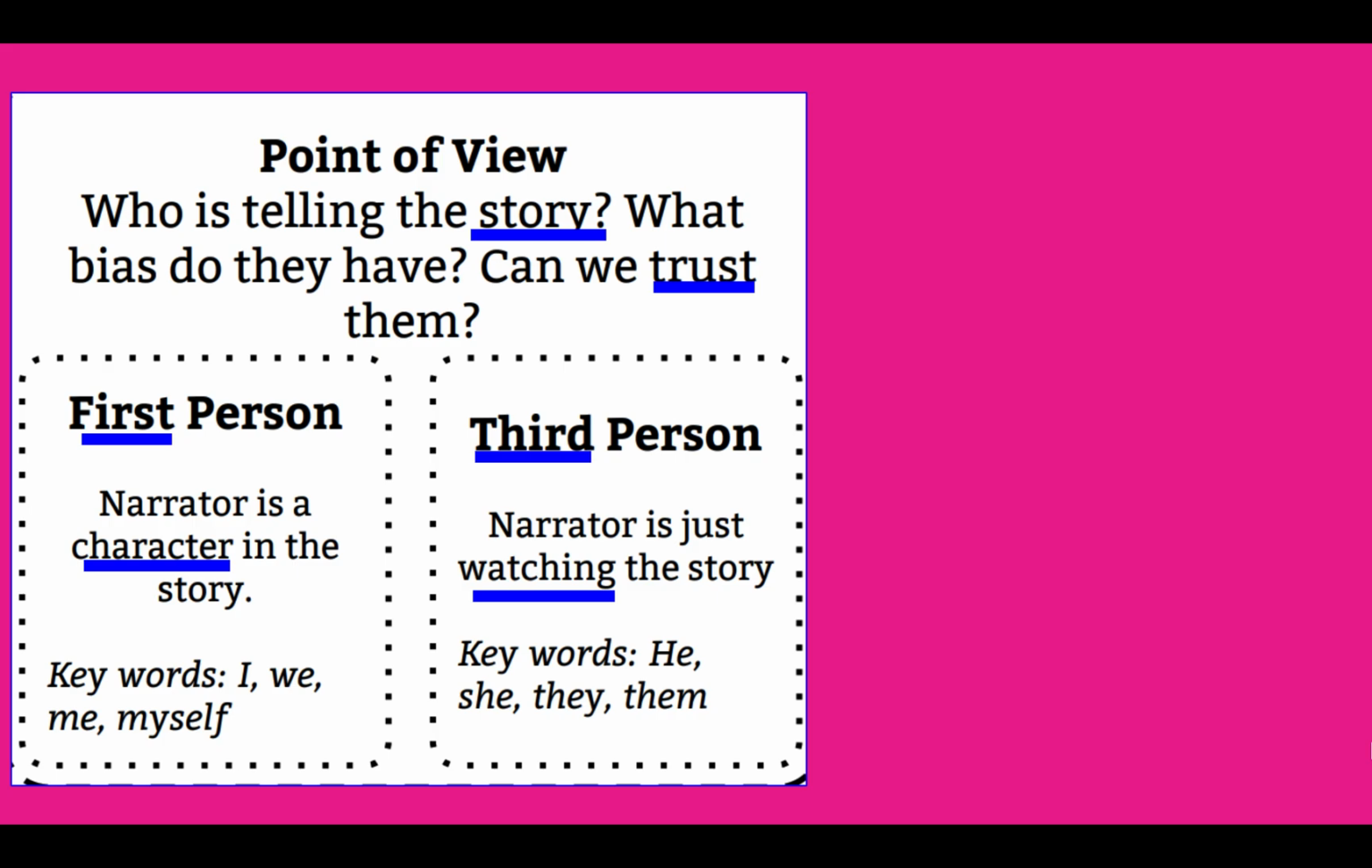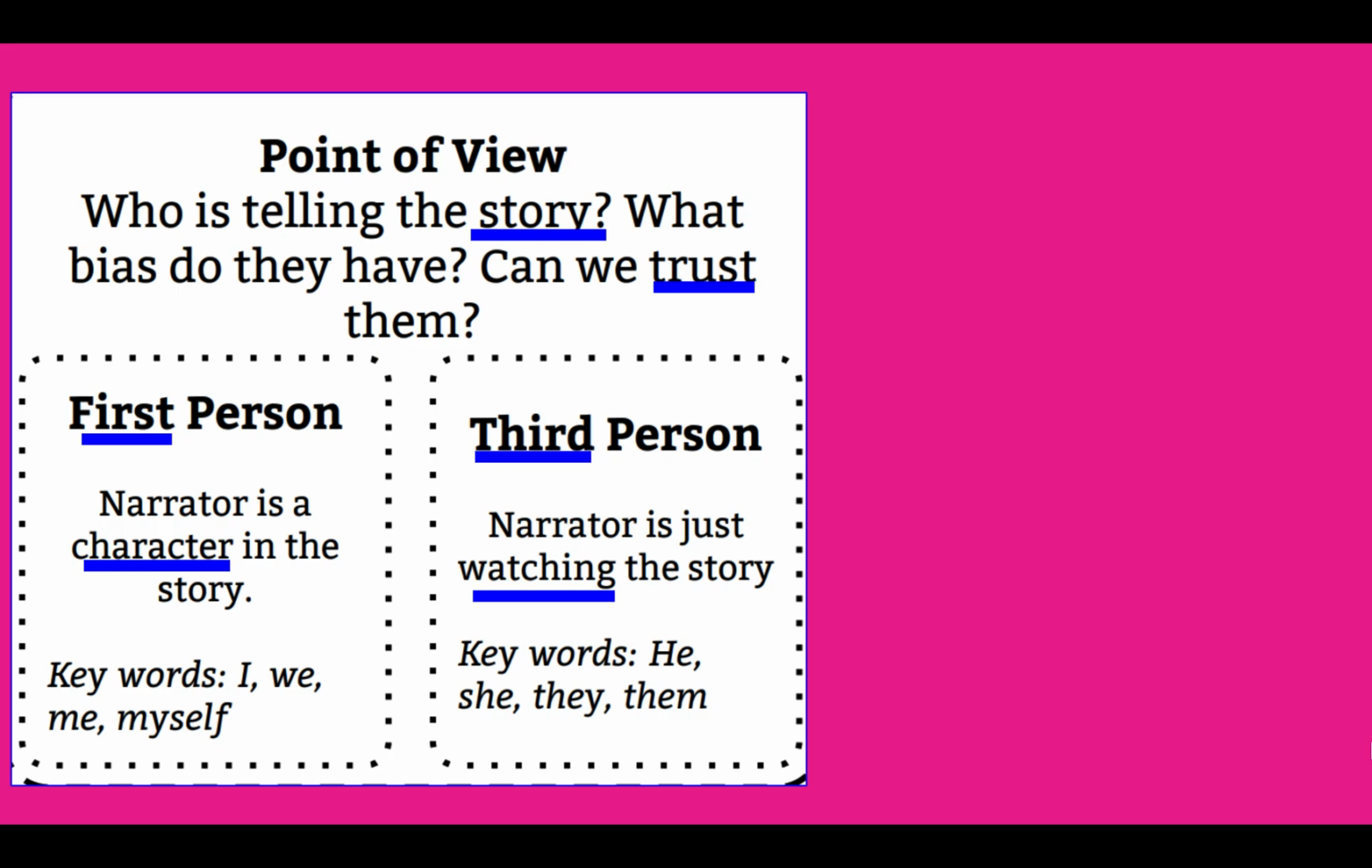First person, meaning the narrator is a character in the story. And whenever you see these keywords, I, we, me, myself, you know that the story that you're reading, that book, is written in first person. And the narrator is a character in the story. They're taking the lead and they're telling the story. They're in charge. And you see the keywords I, we, my, myself, and me.